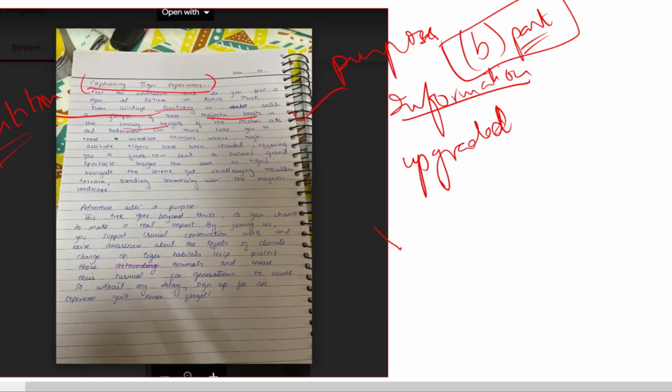Our tours take you to incredible locations where high altitude tigers have been recorded, offering you a front row seat to nature's grand spectacle, as tigers navigate the serene yet challenging mountain terrain, blending seamlessly with the majestic landscape. Perfect. Adventure with a purpose. Okay, now this is not a catchy title, Adventure with a Purpose. This should be in between and you are not allowed to use that. This trip goes beyond thrills. It's your chance to make a real impact by joining us. You support crucial conservation work and raise awareness.